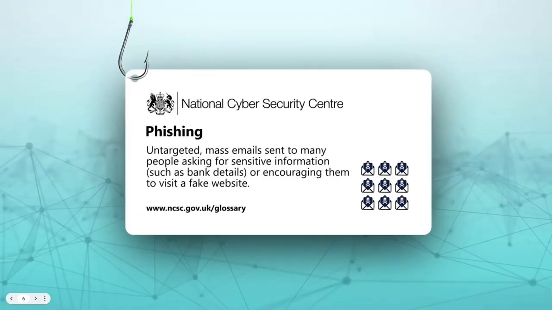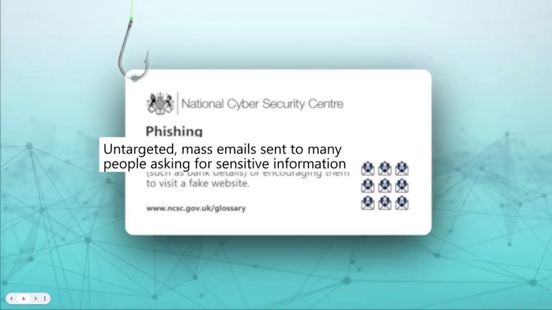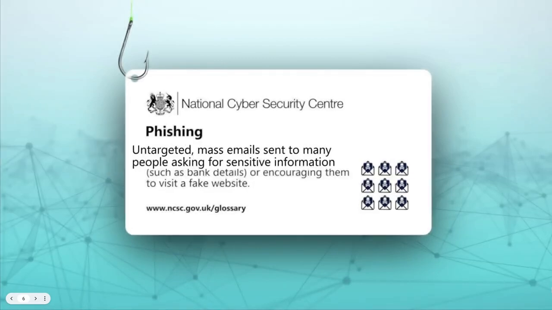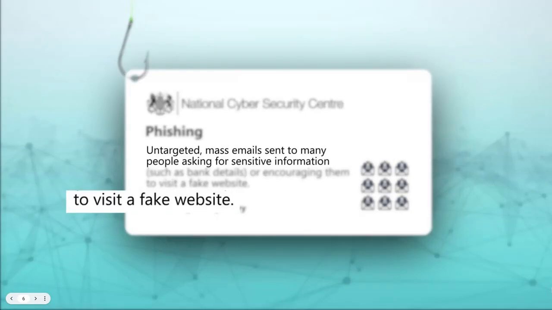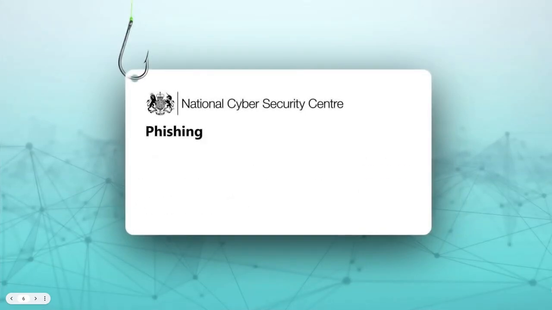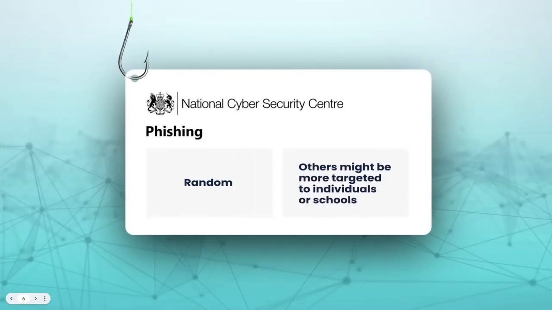What is phishing? Phishing is where an email appears genuine but is actually fake. It might try and trick you into revealing sensitive information, or it might contain a link to a malicious website or an attachment that is infected with malware. Some phishing attempts are random, while others might be more targeted to you as an individual or to specific organisations like schools.